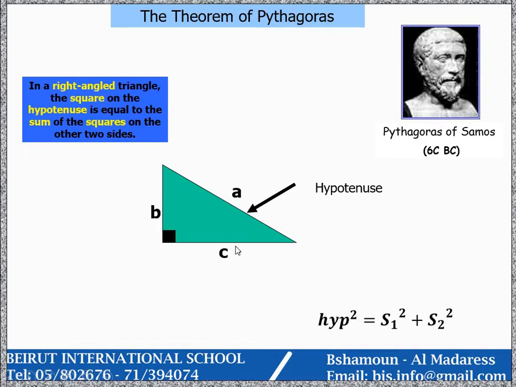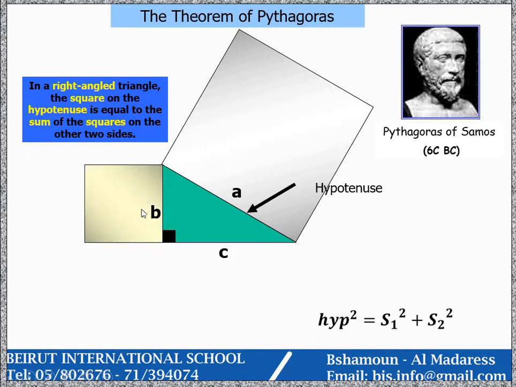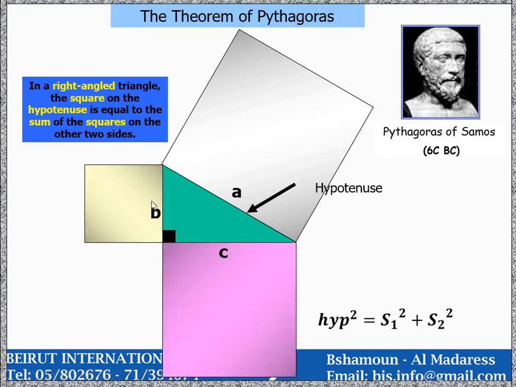If you draw a square here of side a centimeter, this square should have an area of a squared centimeter squared. Another square is drawn here of side b centimeter, so its area will be b squared centimeter squared. And a third square is drawn here of side c centimeter, which means its area is c squared centimeter squared.